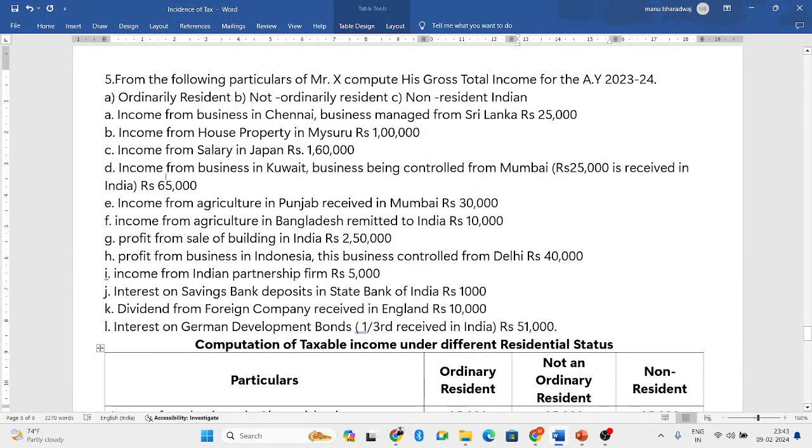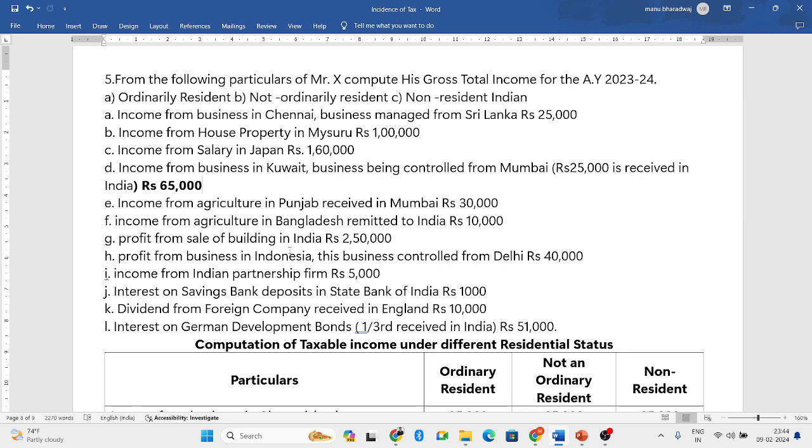Next, income from business in Kuwait. Business being controlled from Mumbai, 25% is received in India. Total is, sorry, 25,000 is received in India. Total amount is actually 65,000. So just try to analyze properly. There is a business in Kuwait and that business is controlled from India. So first thing is that there is a controlled income. And when there is a controlled income, two persons will be taxed.